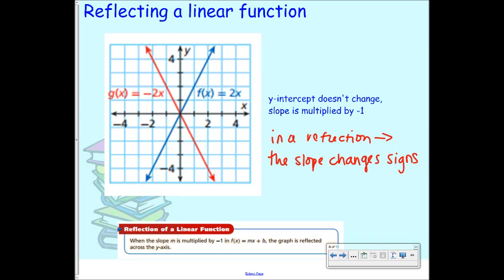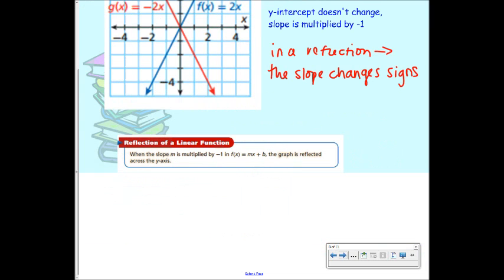No, because if the number changes, then it's a rotation. If the sign changes, that's when it's a reflection. If your y-intercept changes, that's when it's a translation. So translation is the y-intercept, and slope tells you reflection and rotation.